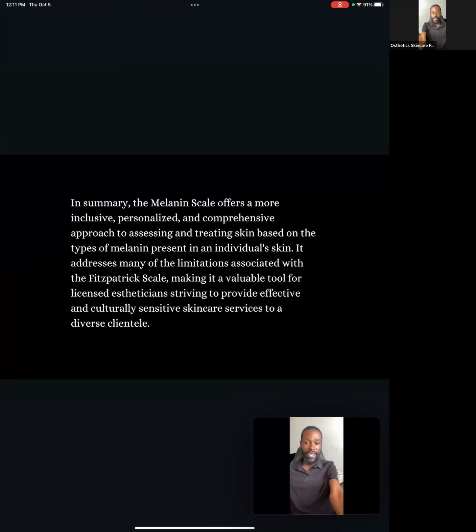So to summarize this for you all, the melanin scale offers a more inclusive, personalized, and comprehensive approach to assessing and treating skin based on the types of melanin present in an individual's skin, and it addresses many of the limitations associated with the Fitzpatrick scale, making it a valuable tool for licensed estheticians striving to provide effective and culturally sensitive skincare services to a diverse clientele.